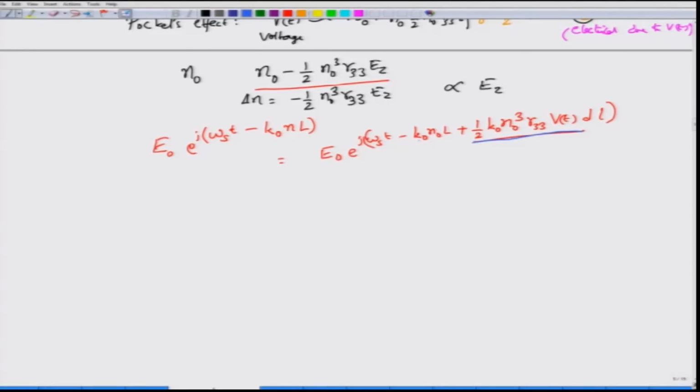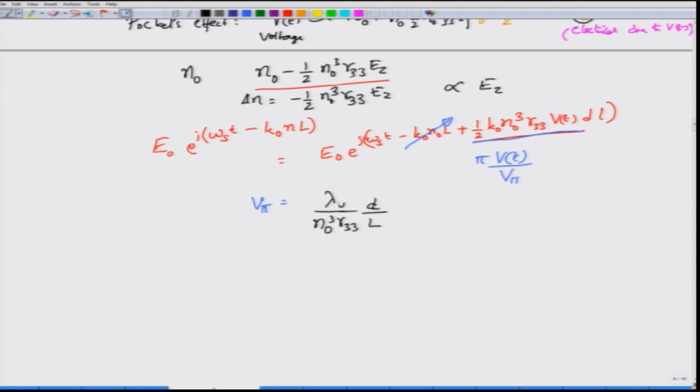So, I will remove this constant phase term, not very important for us, and I will simplify this remaining part, okay. So, I will write this as pi V of t by V pi, and then I will leave this as a simple exercise for you to find out that this V pi is given as lambda divided by n0 cube r33 L, or rather d by L. L is the length of the phase modulator, d is the distance between the electrodes that we have taken.